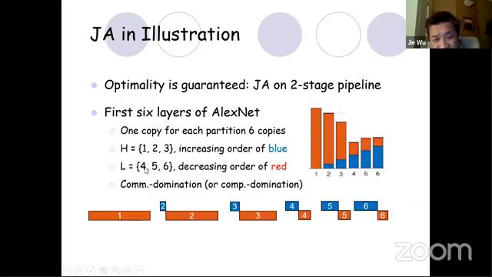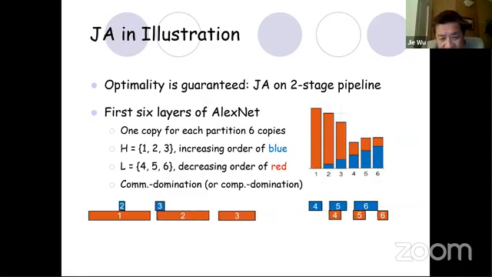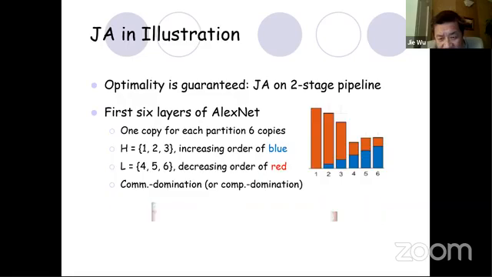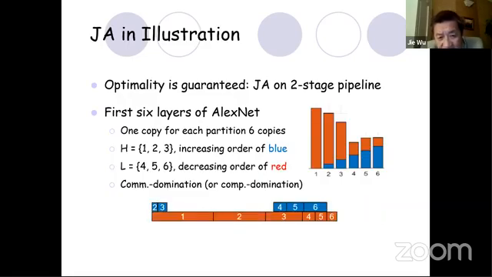So the actual schedule is, first you put all the H in the order 1, 2, 3, and after that you put the L, which is 4, 5, 6. The Johnson rule shows that if we do this kind of schedule, it will be optimal. This just shows you one example. You combine them, and the total makespan is a minimum. I'm not going to show the detail. Obviously, for this case it is communication dominant, meaning there is more communication than local computation.